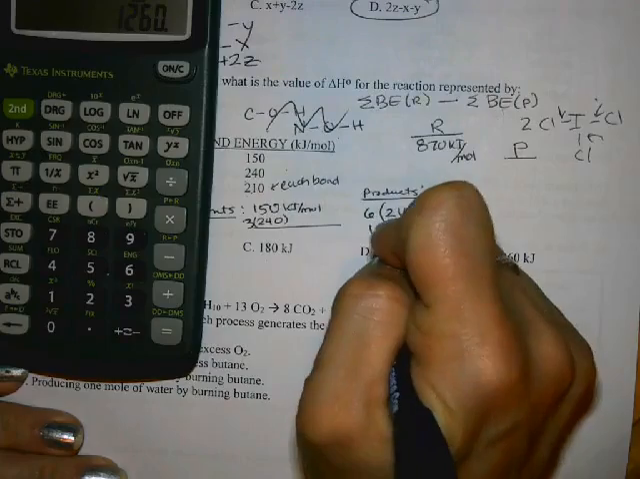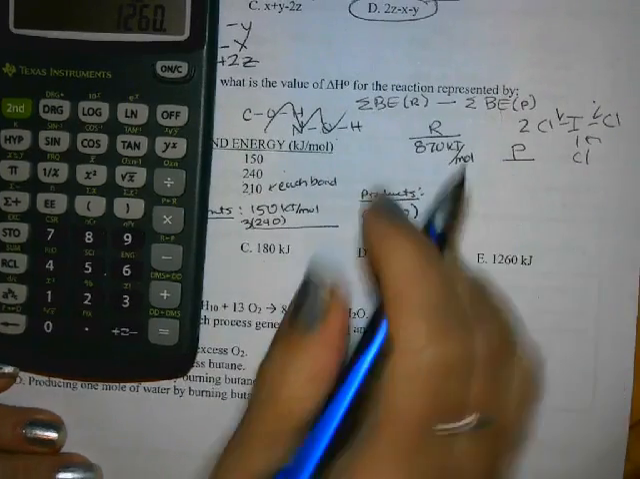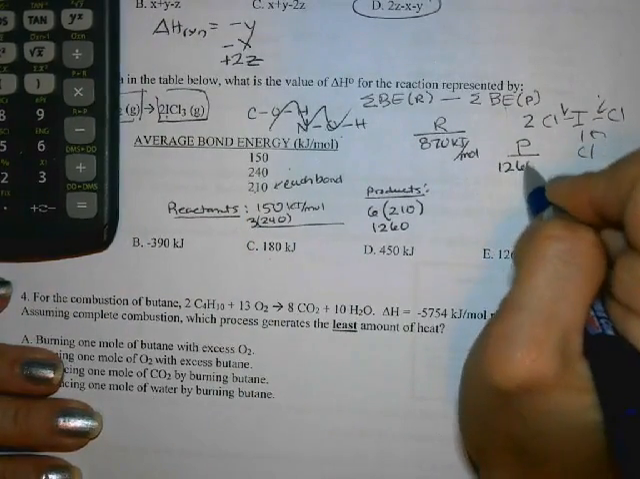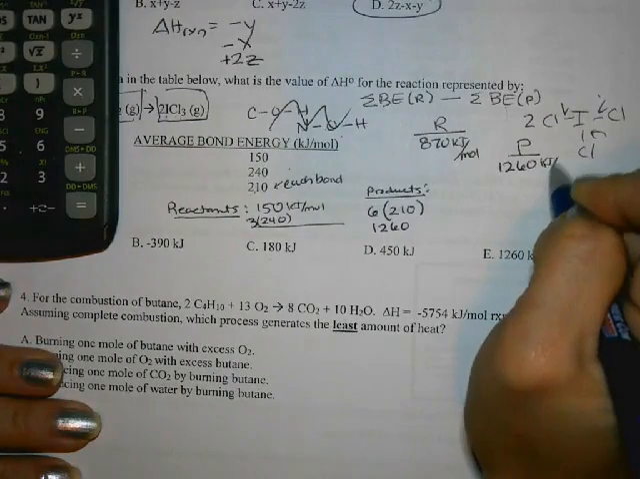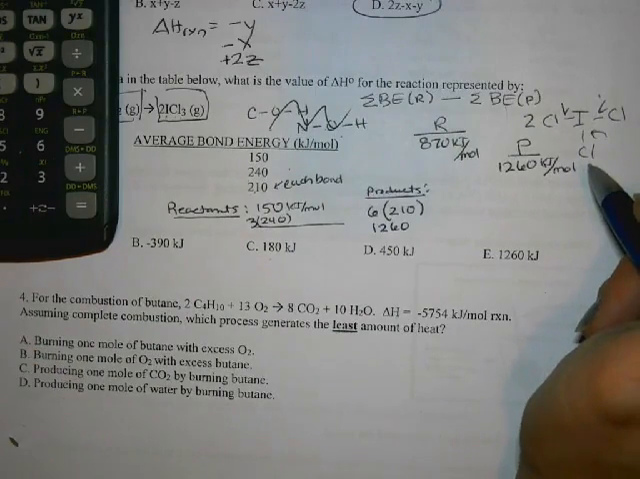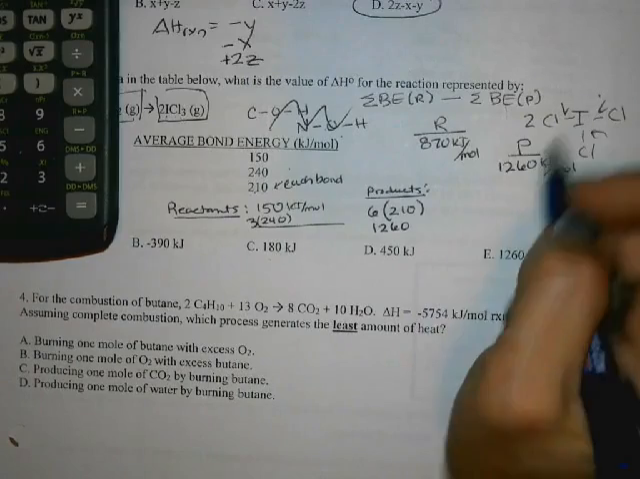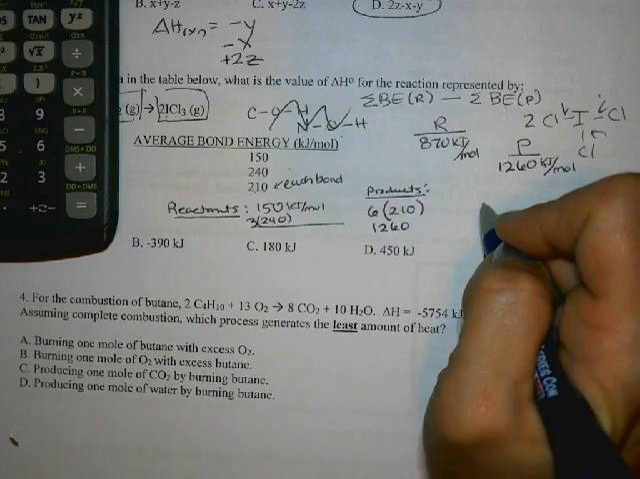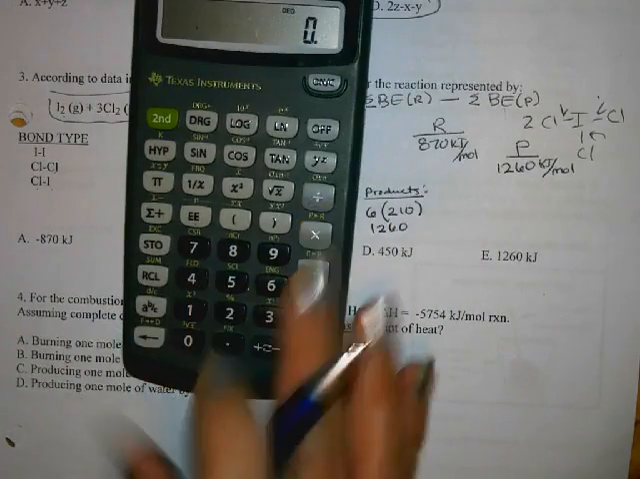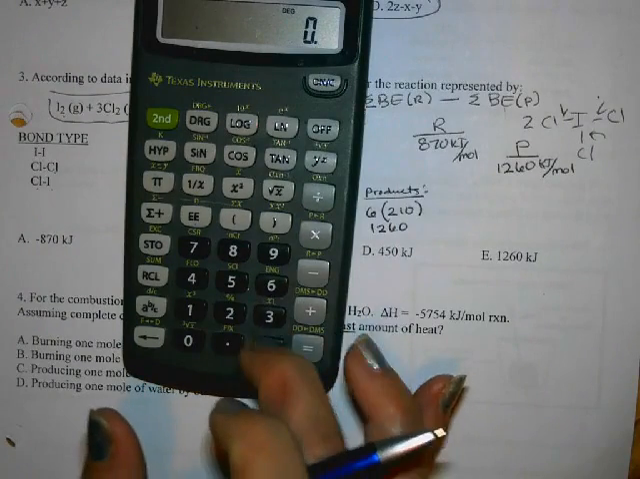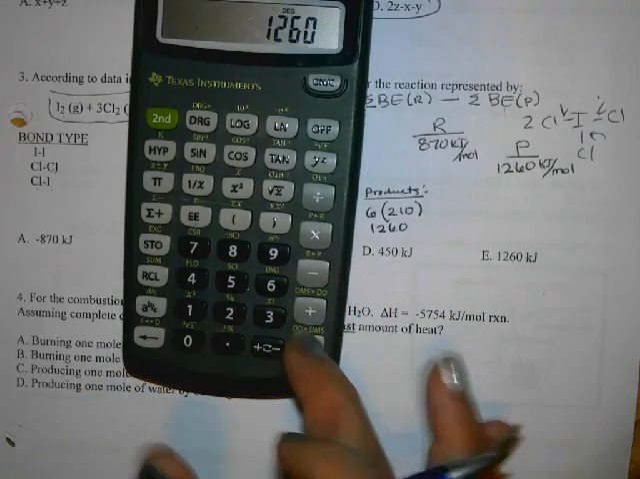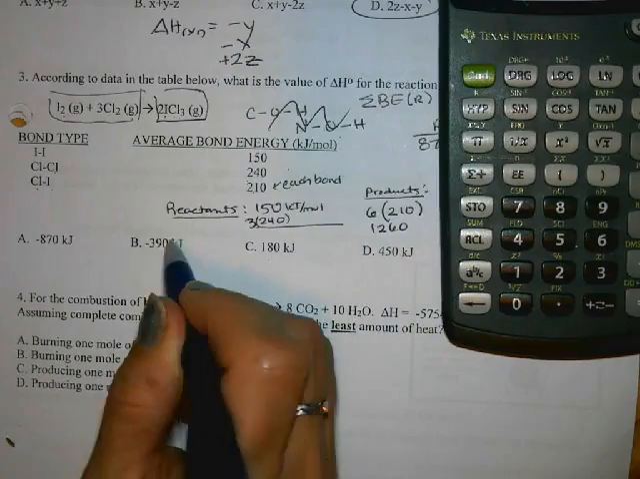This is equal to 1260. Oops, and this one was. So we have the binding energy for the reactants minus the products. 870 minus 1260, we get negative 390. Sweet.